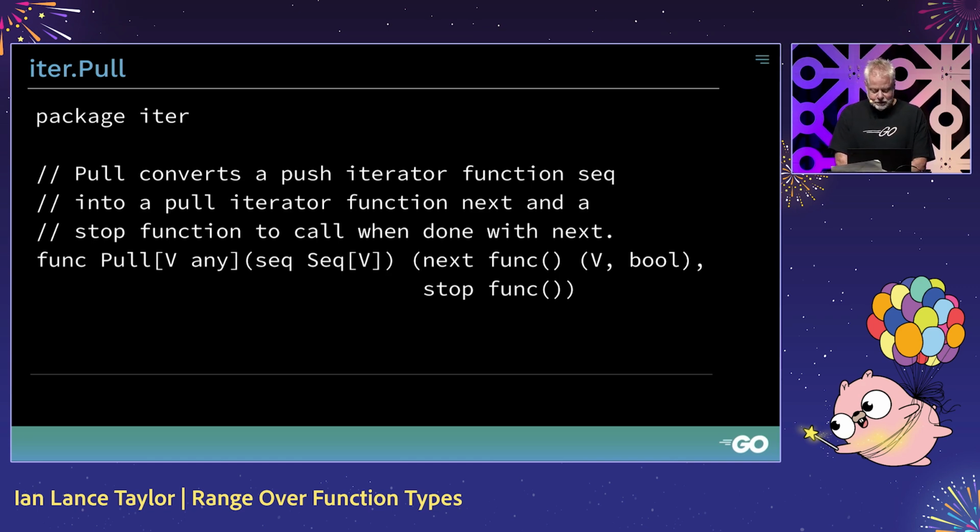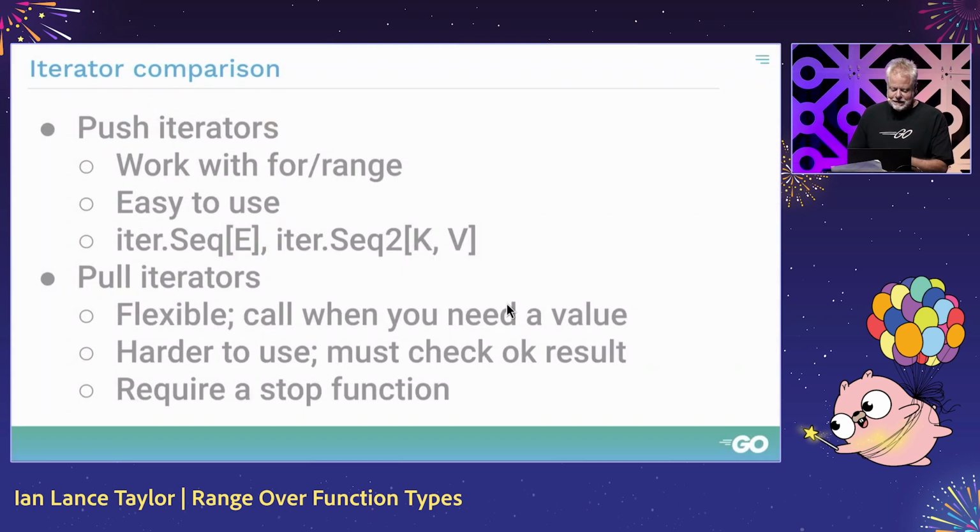The push iterator will do any cleanup when the yield function returns false, meaning that no more values are required. When used with a forRange statement, the forRange statement will ensure that if the loop exits early, through a break statement or for any other reason, then the yield function will return false. With a pull iterator, on the other hand, there is no way to force the yield function to return false, so the stop function is needed.